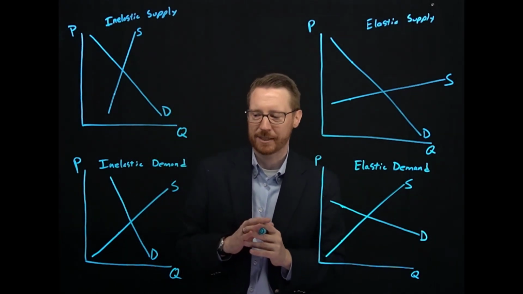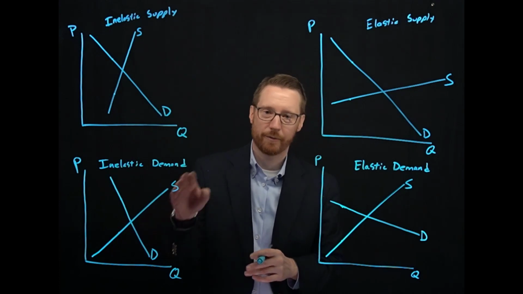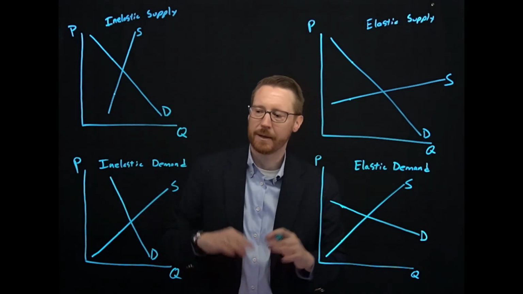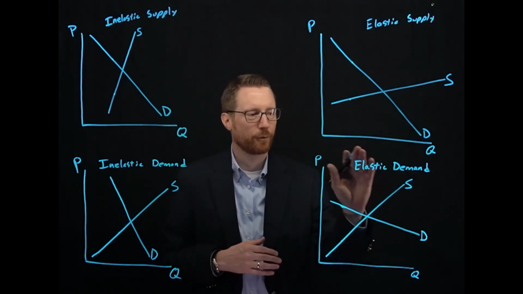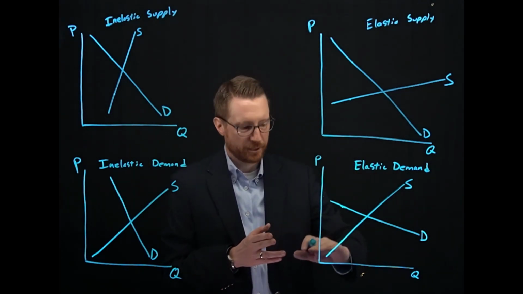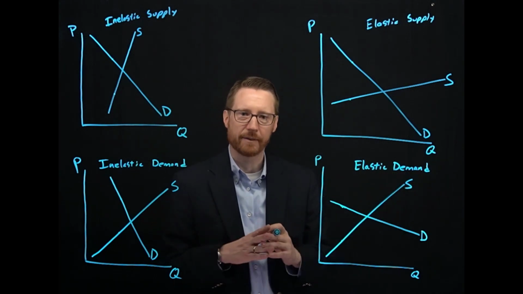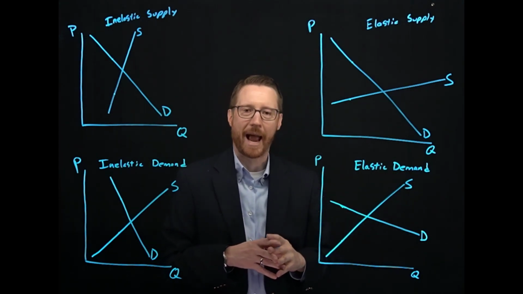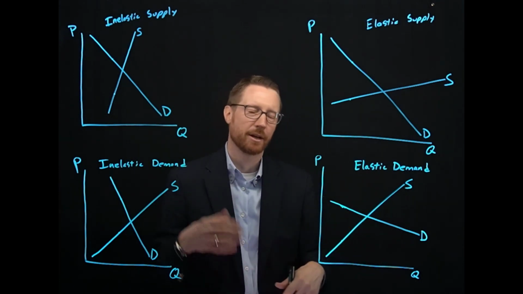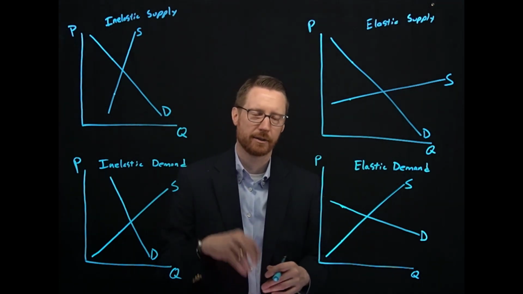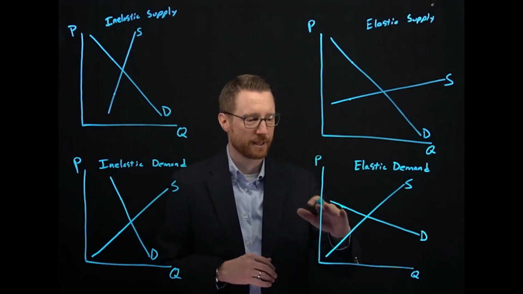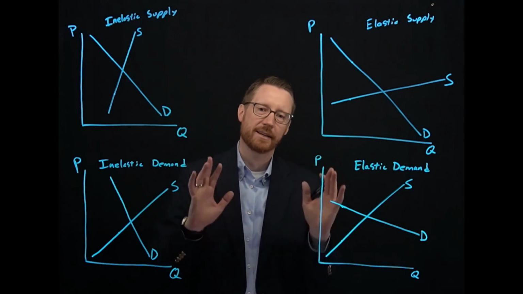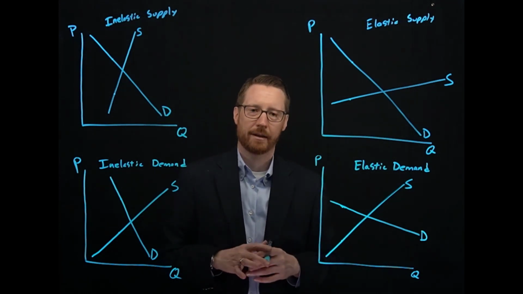For inelastic demand, I drew the supply curve in at sort of a 45-degree angle, but drew the demand curve in much steeper. And for elastic demand, I drew the supply curve in at its 45-degree angle, and I drew the demand curve in relatively flat, right? Elastic demand, a large response in quantity to a small change in price, is a relatively flat demand curve. So take a second, set them up, and then come back.